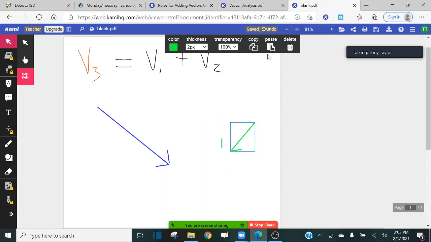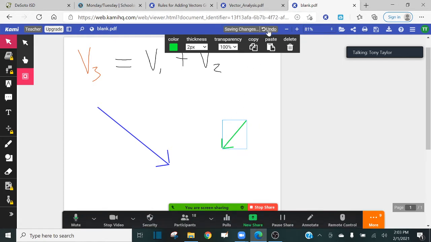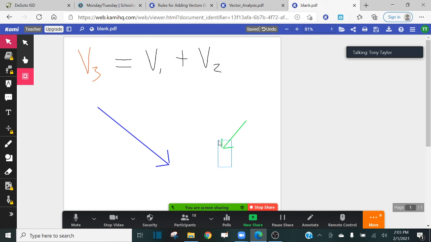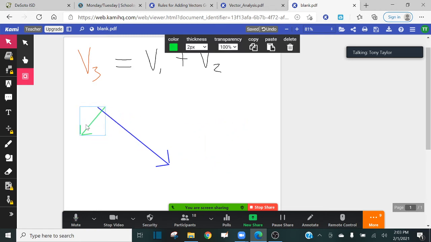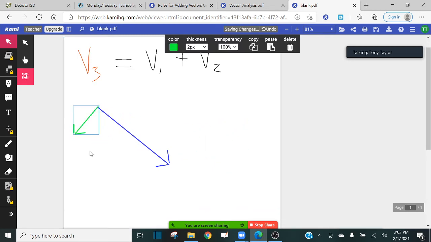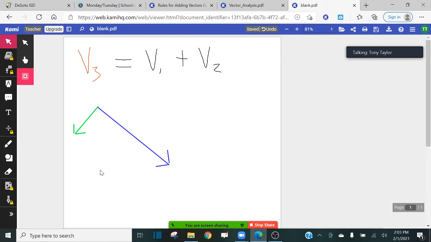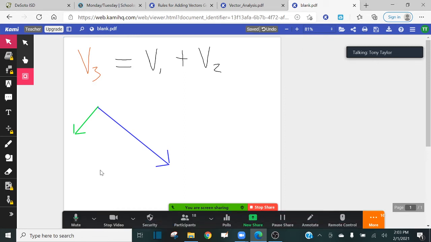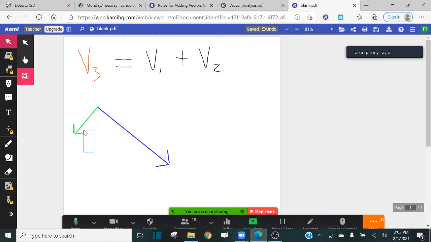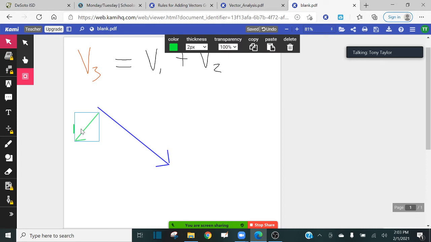What about like this, guys? Can I link them together like that? Exactly, Angelina. You can't do that because that's tail to tail. No, you have to link them together head to tail. And guys, it doesn't matter which one of them you move. You can move the blue one or you can move the green one. It doesn't matter which one you move as long as you link them together head to tail. You're good.